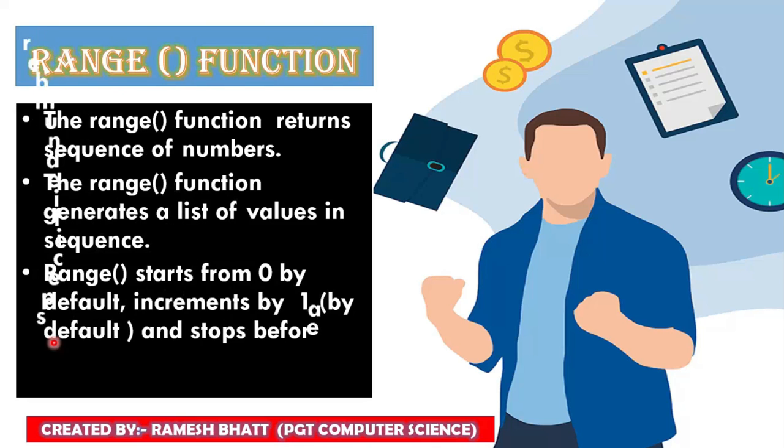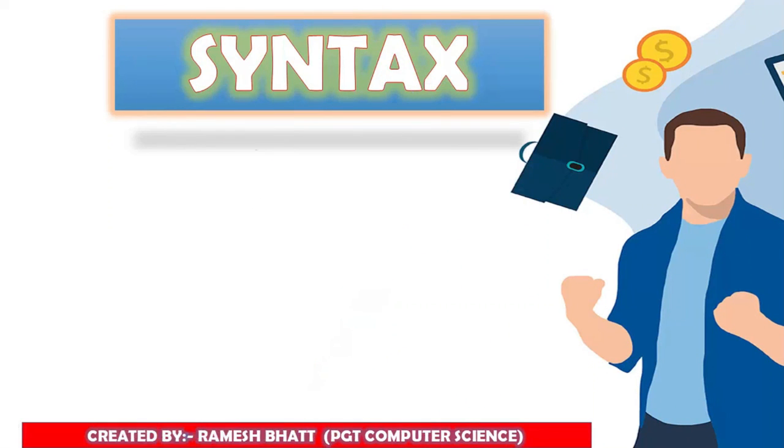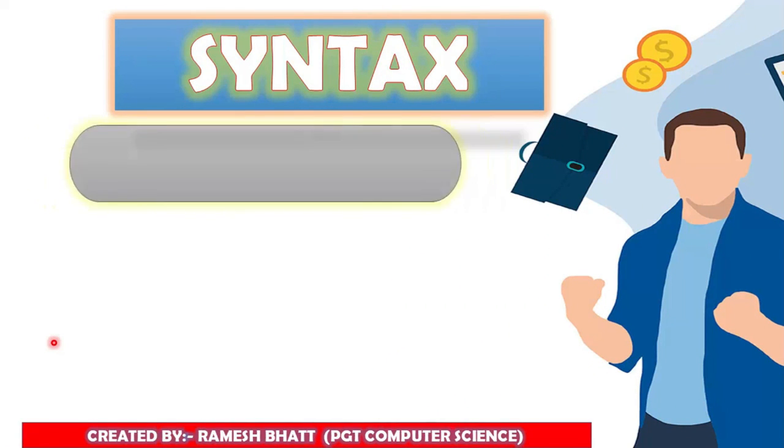Now the range function by default starts from 0. If you don't give any starting point, then by default it will start from 0, and by default it is incremented by 1. If you don't provide any increment value, then by default it will increment by 1 and stop before a specified number. Okay, so we will see the syntax of the range function.